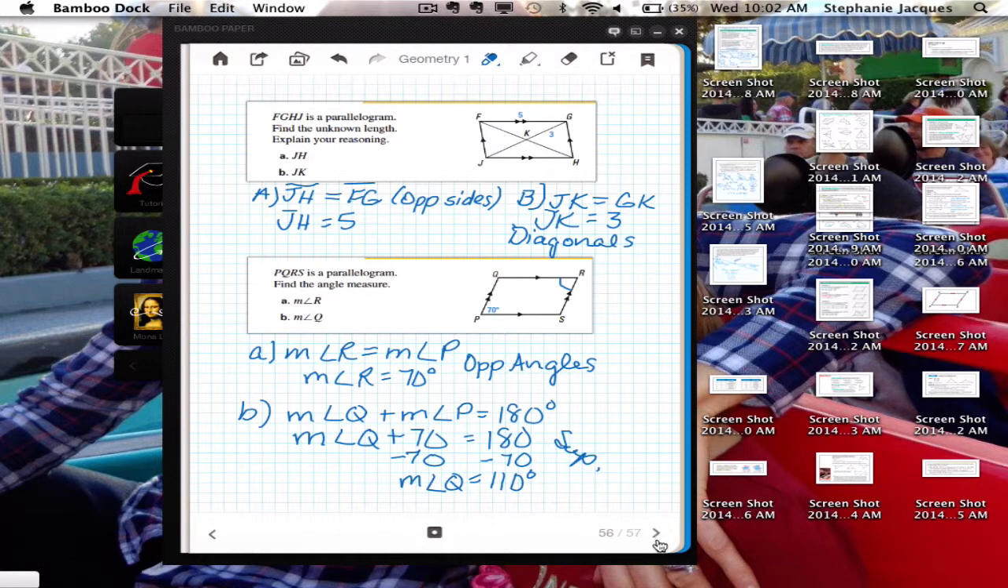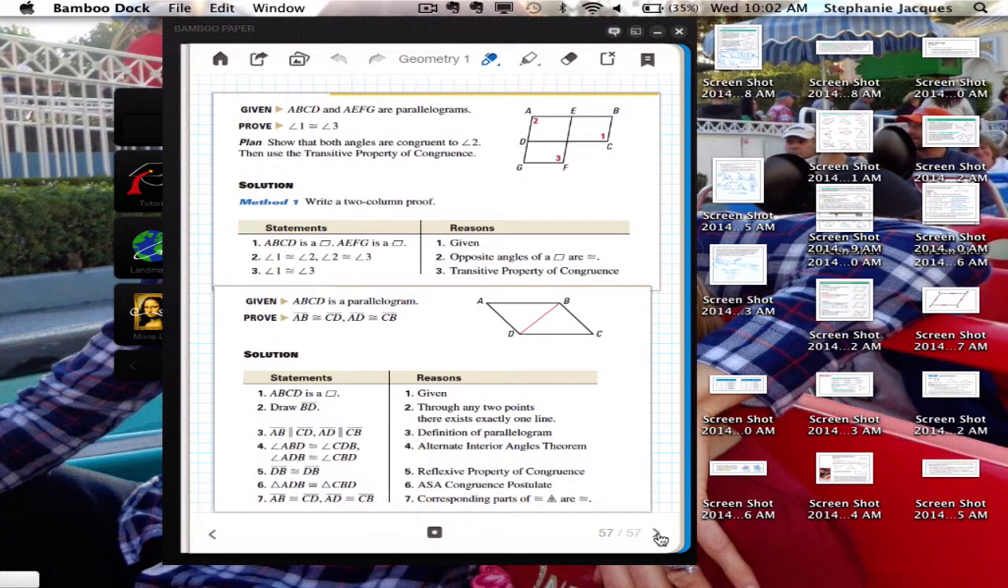Alright, let's look at some more difficult things which involve proofs. So here are some examples of proofs that you might deal with for parallelograms. Given ABCD and AEFG are parallelograms. So we have A, B, C, D, this one, and A, E, F, G, this one, are both parallelograms. We want to prove that angle 1 is congruent to angle 3. So the plan is to show that both angles are congruent to angle 2, then use the transitive property of congruence.